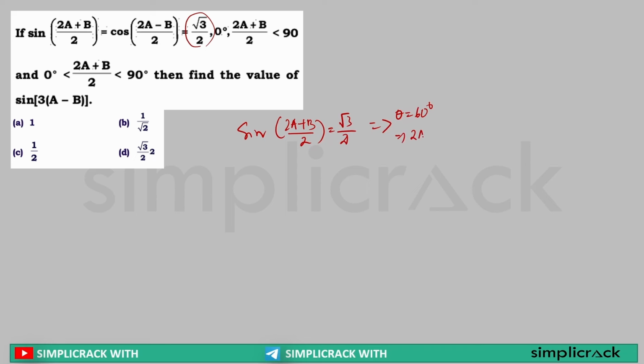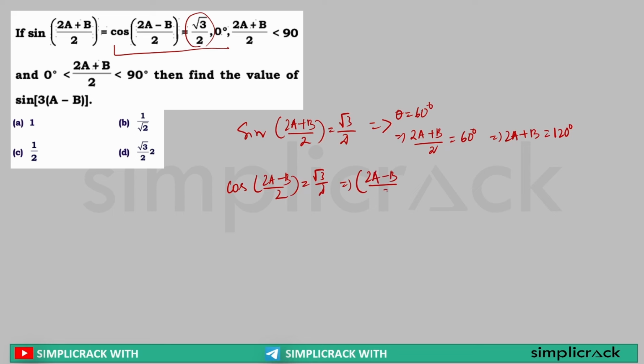That means (2a + b)/2 should be equal to 60 degrees, or I can write 2a + b = 60 × 2 = 120 degrees. Now again it has given cos((2a − b)/2) = root 3 by 2. So for what value of theta is cos theta root 3 by 2? This must be 30 degrees, otherwise cos theta won't be root 3 by 2.